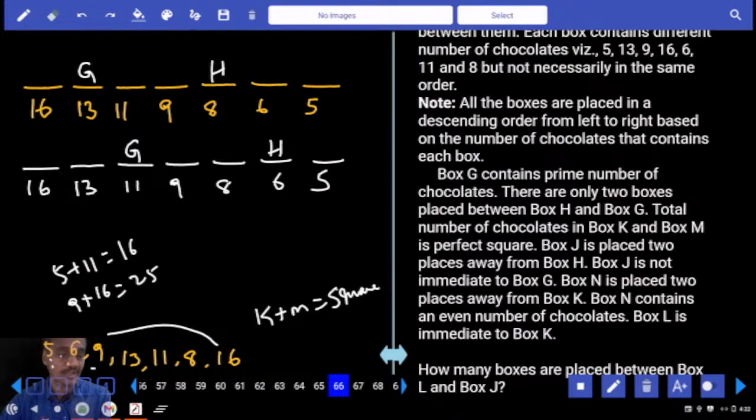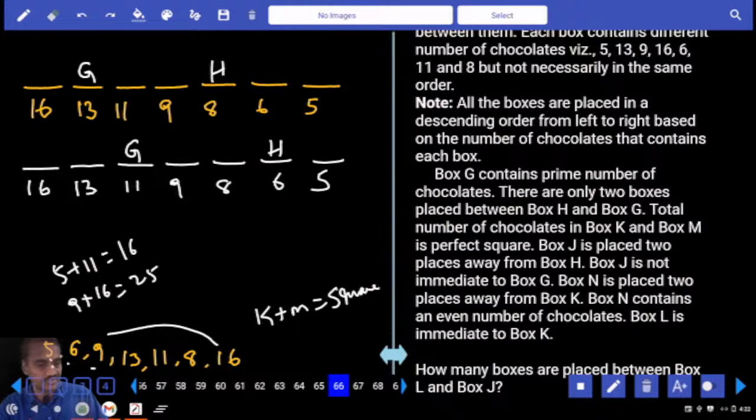Then next one: J is placed 2 places away from H. J must be in these 2 places in any order. J is not immediate to G. As J is not immediate to G, J cannot be here. This case is ruled out, since J is not immediate to G.